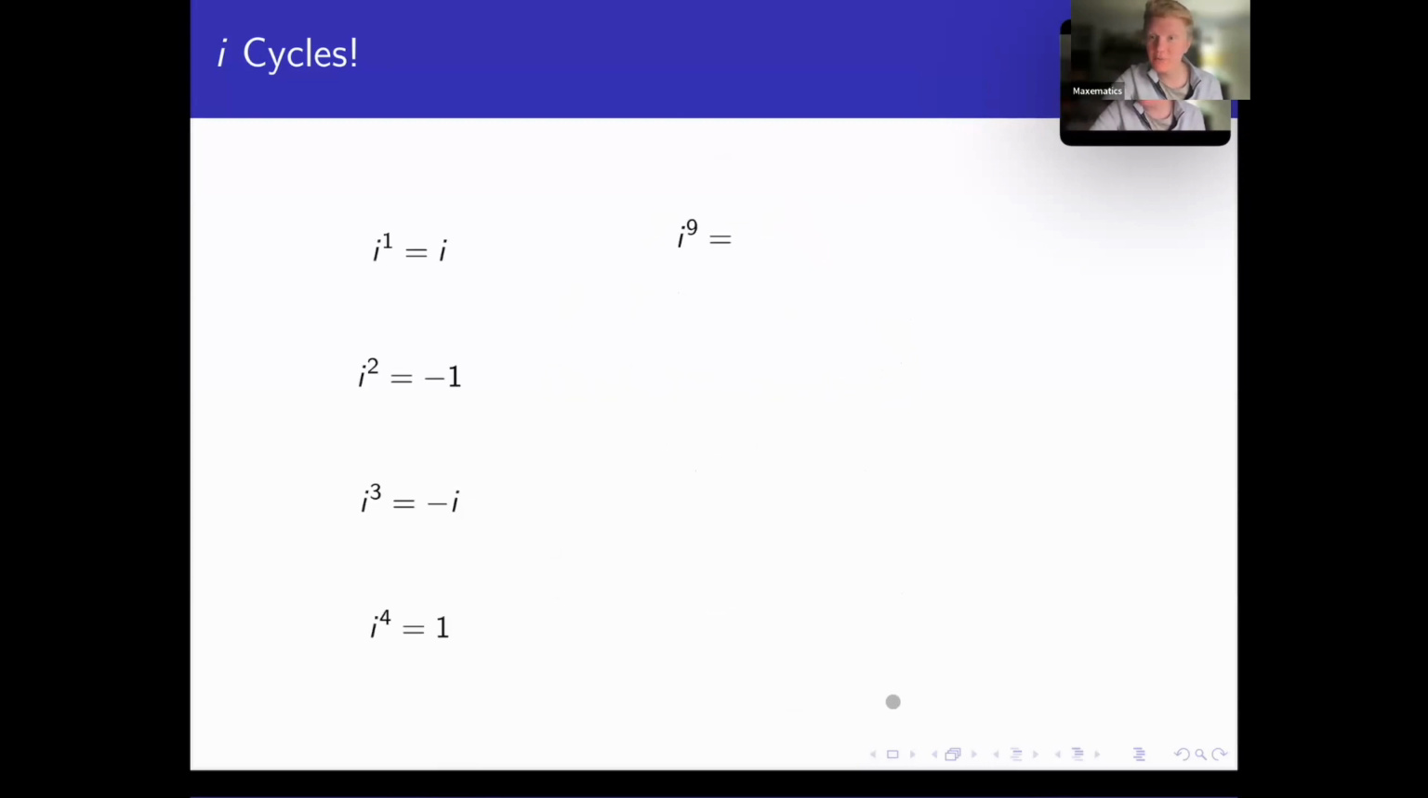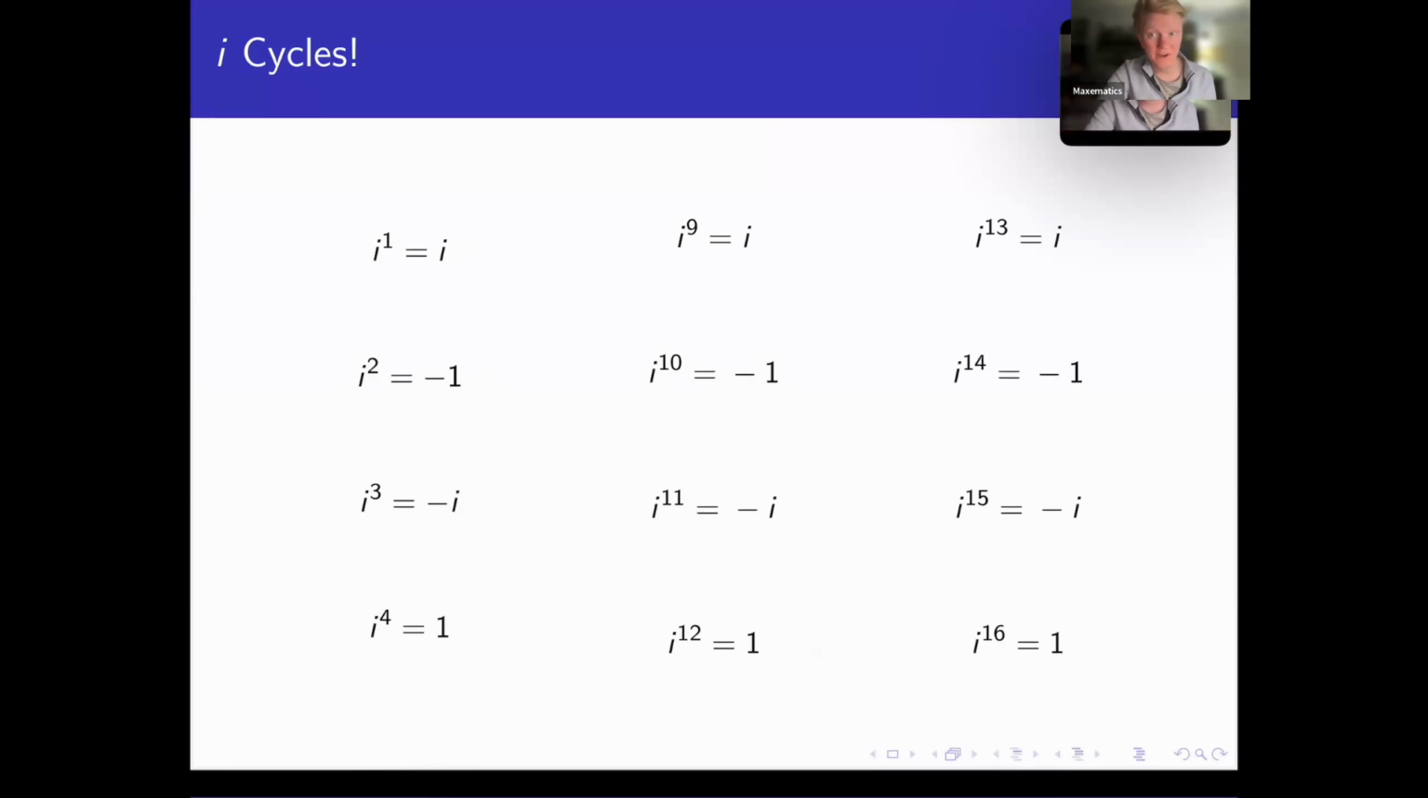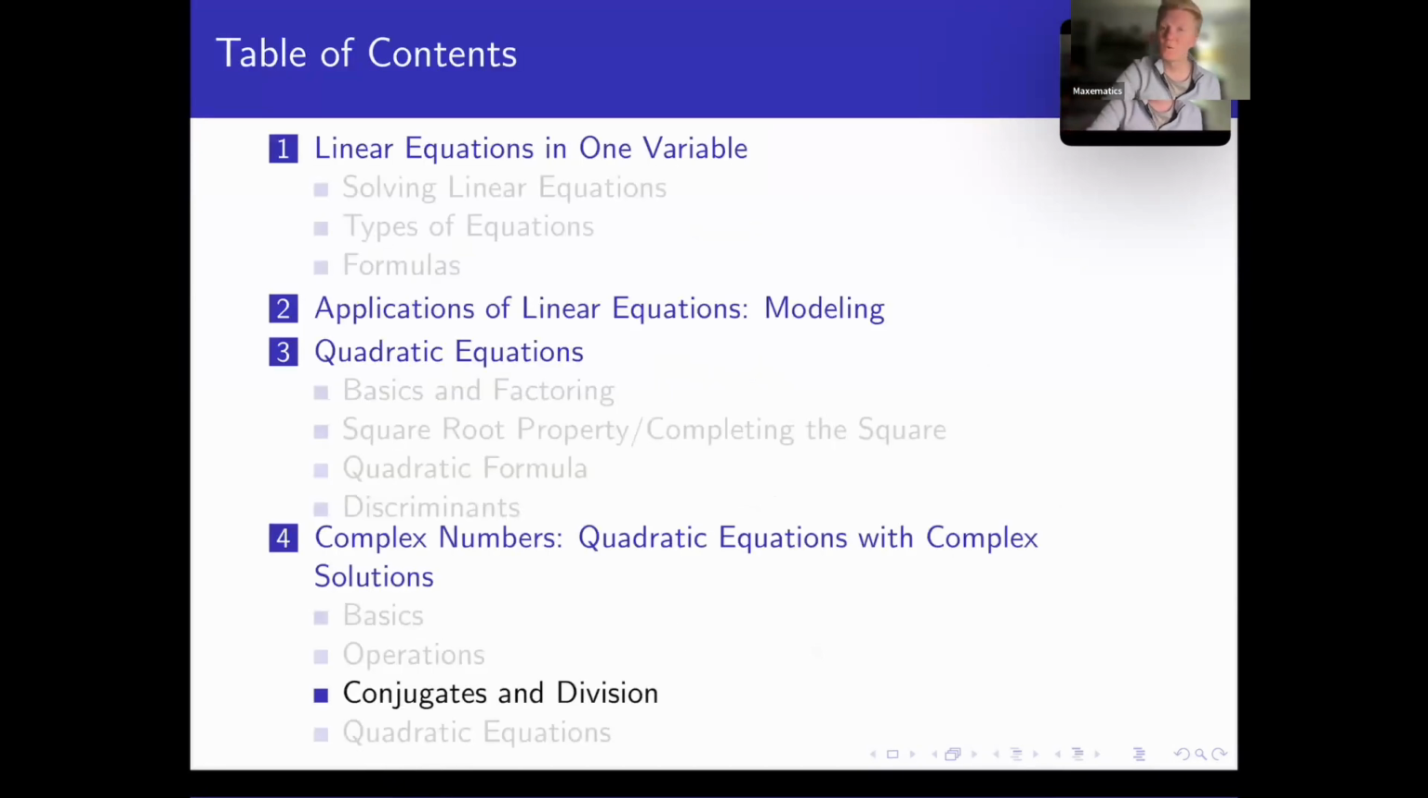So what do you think is going to happen for i to the 9th? Well, i to the 8th was 1, so we cycle again back to i. i to the 10th would be the next one in the cycle, -1, and then -i, and then 1. i to the 13th, wow, look, the cycle is exactly the same. i, -1, -i, and 1. Very, very strange.